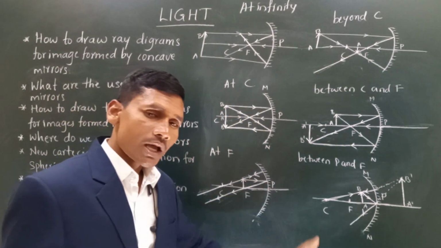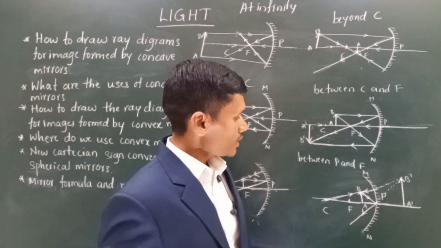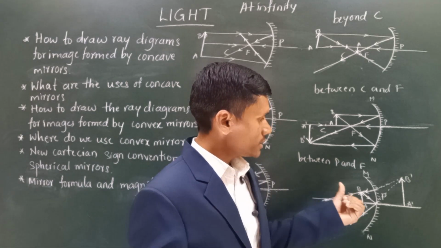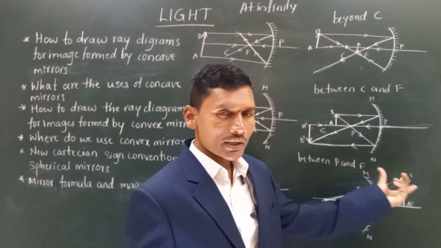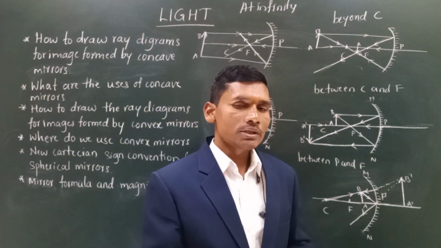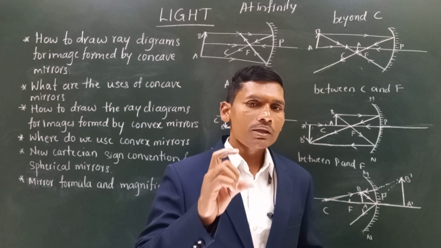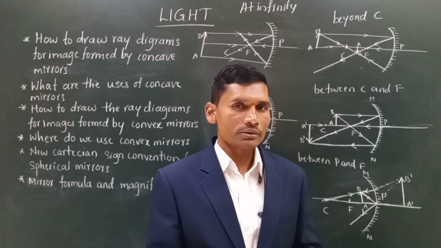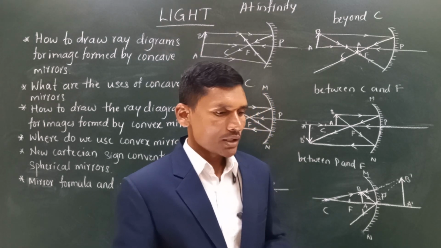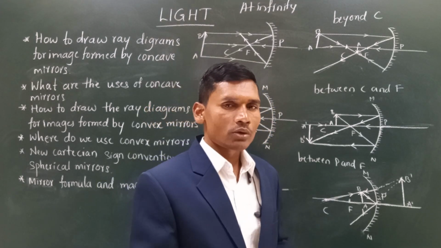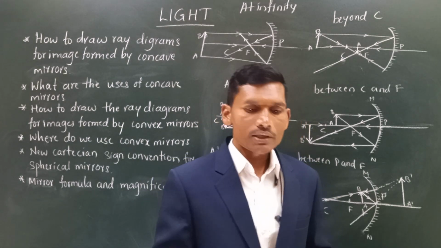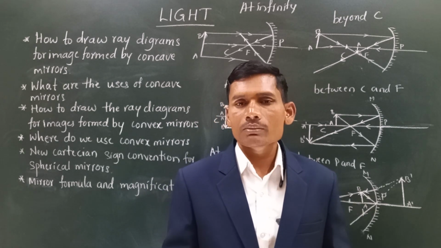Now, questions can be asked based on this. When the object is placed between P and F, where does the image appear? Yes, it appears behind the mirror, right? Otherwise, what is the position at which we get the erect image in the case of a concave mirror? It should be between P and F, right? When we come to know the uses of these concave mirrors, questions can be asked based on that also. Why is a concave mirror used as a shaving mirror?